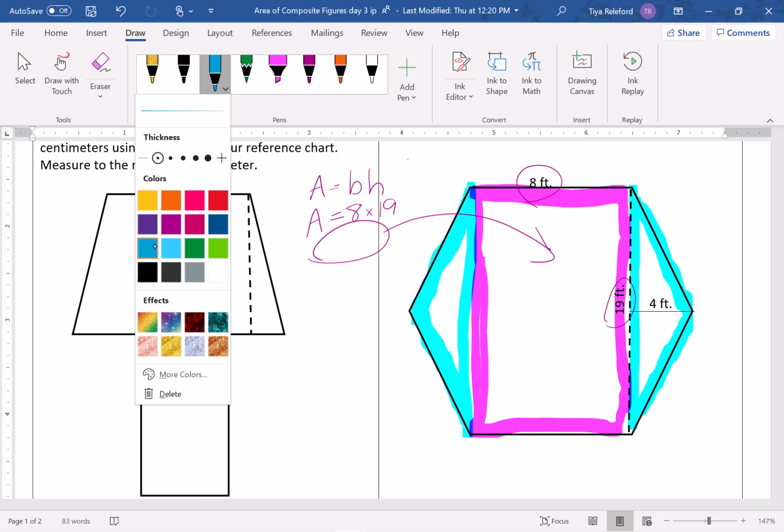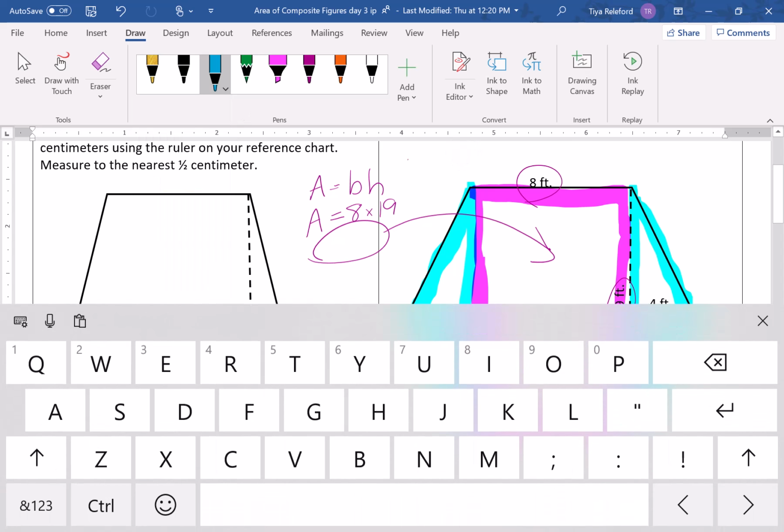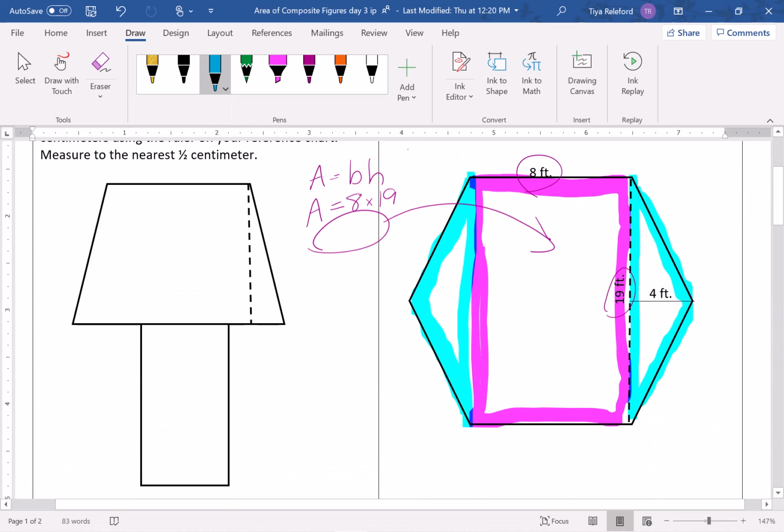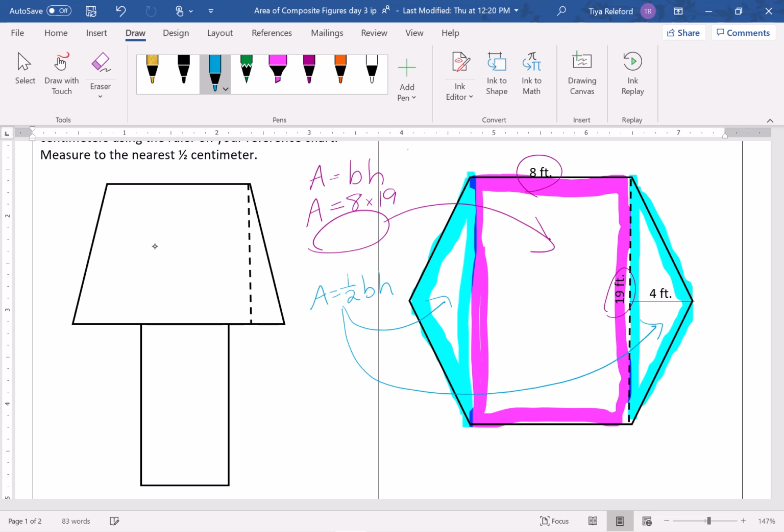So then you have your triangles. So you're going to need your triangle formula. And your base is 19 and your height is 4. And here. And then you're going to add them all up.